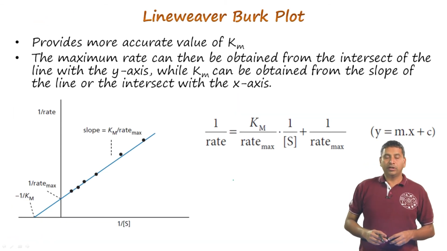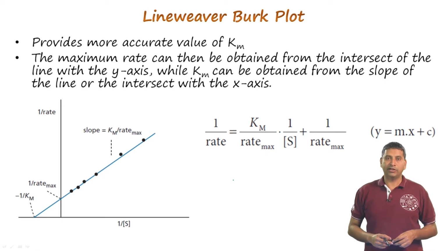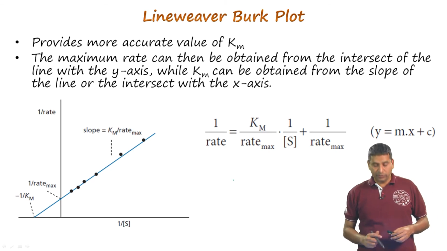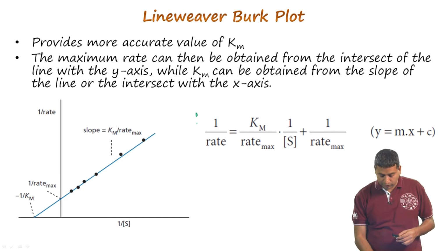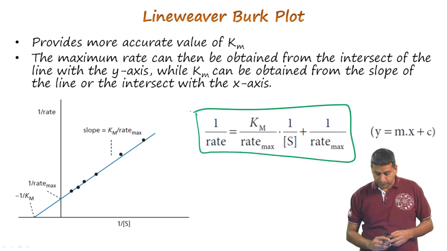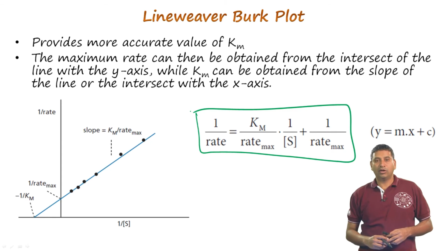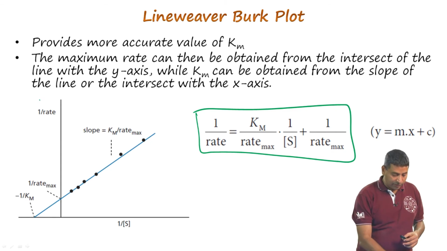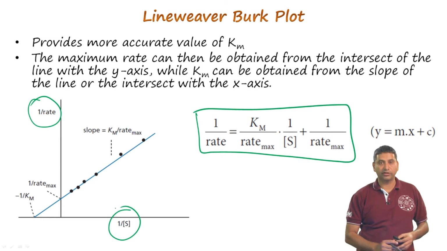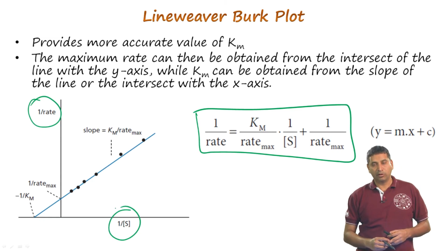A very important and convenient way of looking at enzyme kinetics is to use the Lineweaver-Burk plot. Okay. So, this plot actually provides a more accurate value of the Michaelis constant Km. The maximum rate can then be obtained from the intercept of this line. So, now let us look at what this equation is. So, we take 1 by rate equals this term over here, right. So, now if we plot 1 by rate versus 1 by substrate concentration, this is called the Lineweaver-Burk plot.